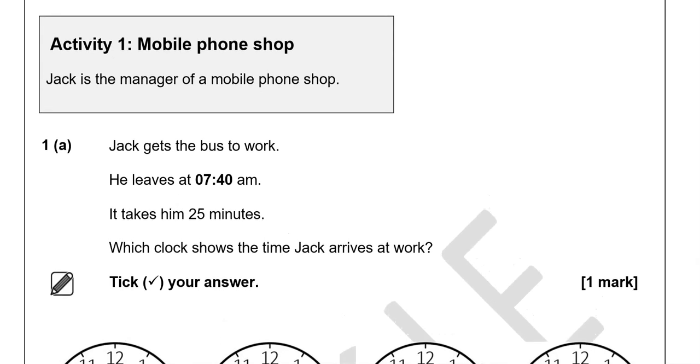Activity 1. Mobile phone shop. Jack is the manager of a mobile phone shop. Jack gets the bus to work. He leaves at 7:40 a.m. It takes him 25 minutes. Which clock shows the time Jack arrives at work? Tick your answer.